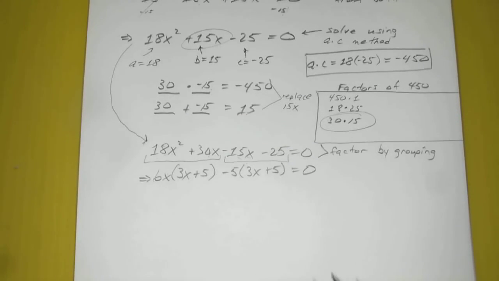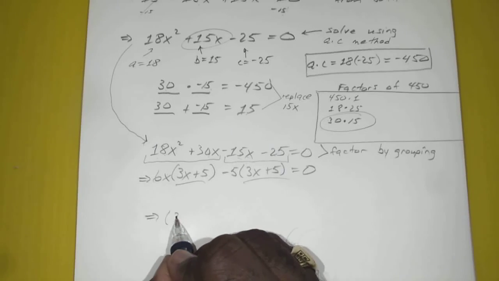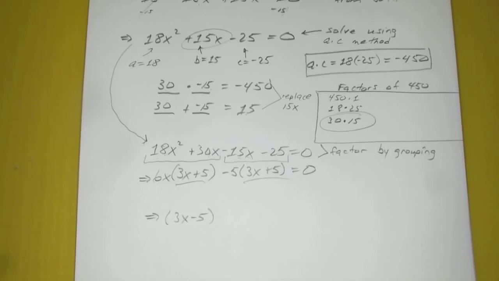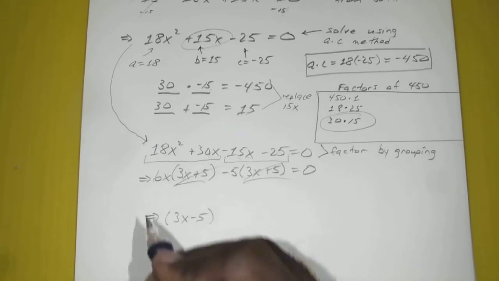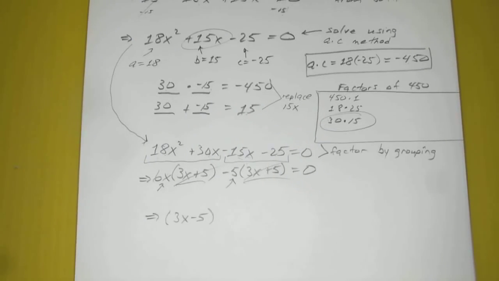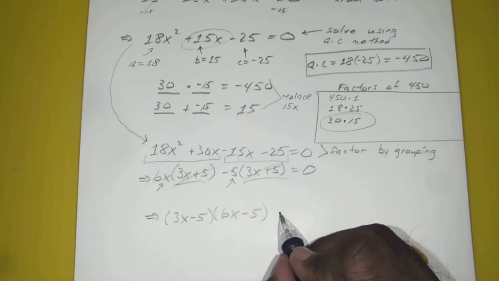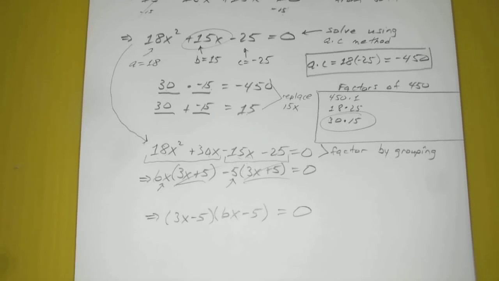Okay, so just like before, we were looking for our matching binomials. So we know we can factor that right out. So you have 3x minus 5. And whatever's left goes into the other polynomial. So you have 6x minus 5. And we know that's equal to 0. Okay, so we factored our left side. We got 3x minus 5 times 6x minus 5 equals 0.